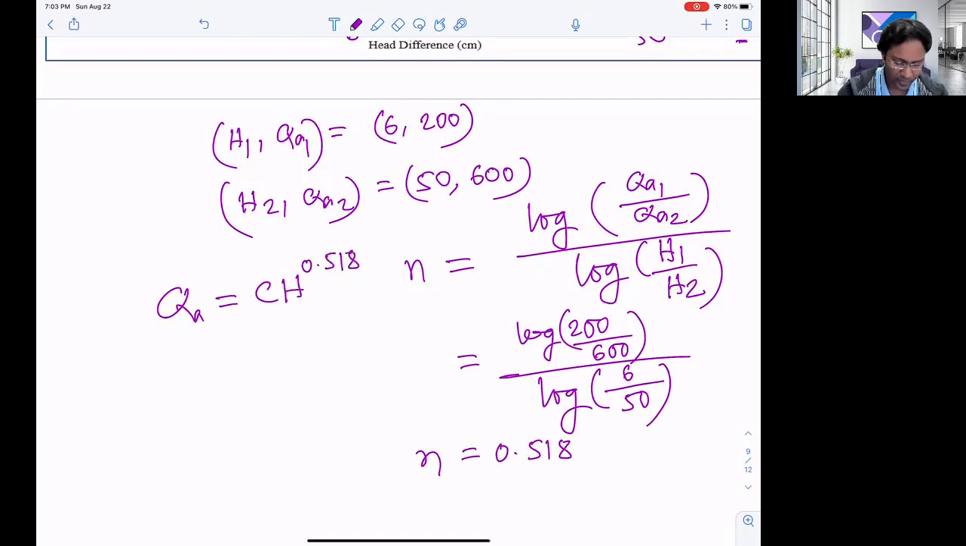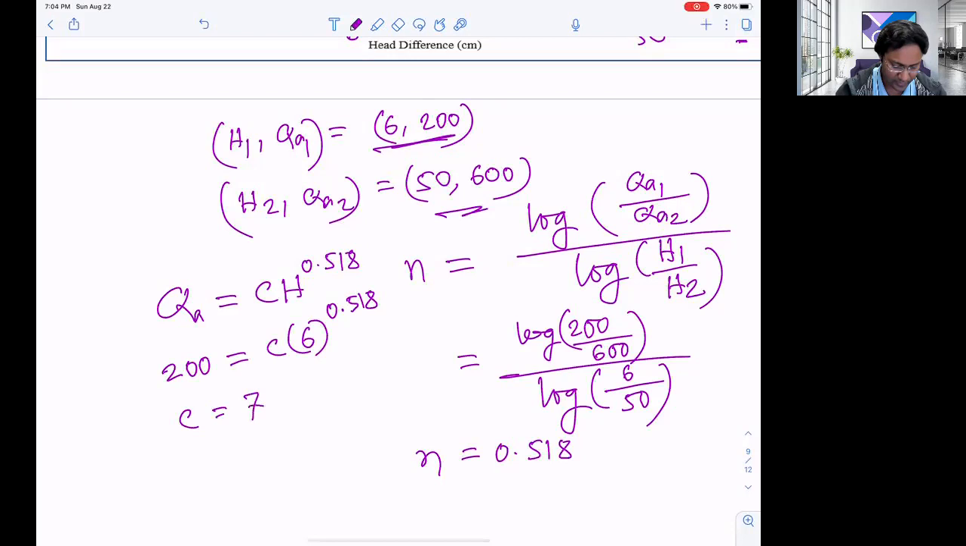Since we already have n, we know the equation QA equals C h to the power 0.518. Okay, so how can we calculate C? We can calculate C by using this point or this point. That's what I said, or we can even find a third point. It is okay to use this point, no problem. So QA is 200, you can use the second one as well. And then C is unknown, and H is 6 to the power 0.518. So what will be the value of C? It is 200 divided by 6 to the power this value.